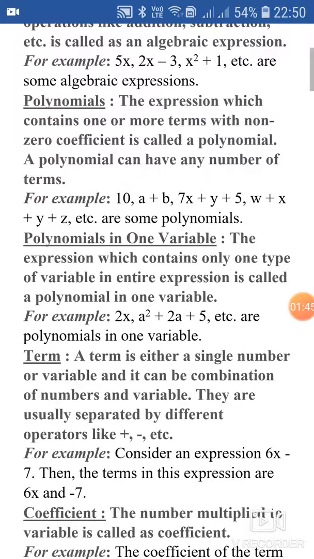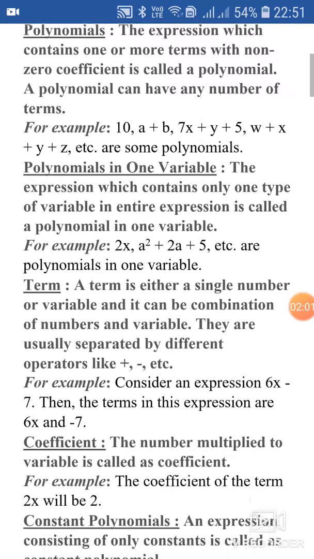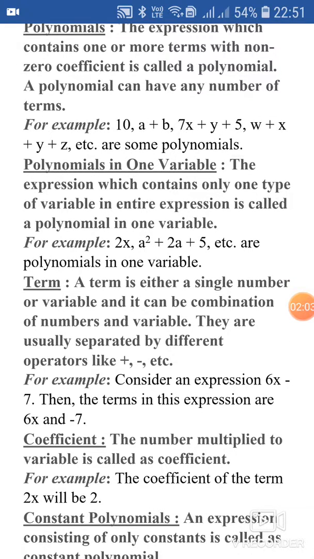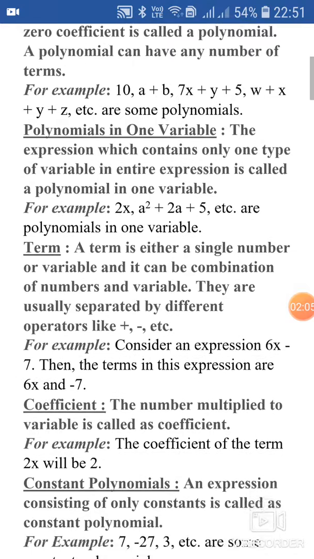Now, polynomial in one variable. When an algebraic expression contains only one type of variable, whether it is x, y, a, b or c, the entire expression is known as a polynomial in one variable. For example, a square plus 2a plus 5 is a polynomial in one variable.